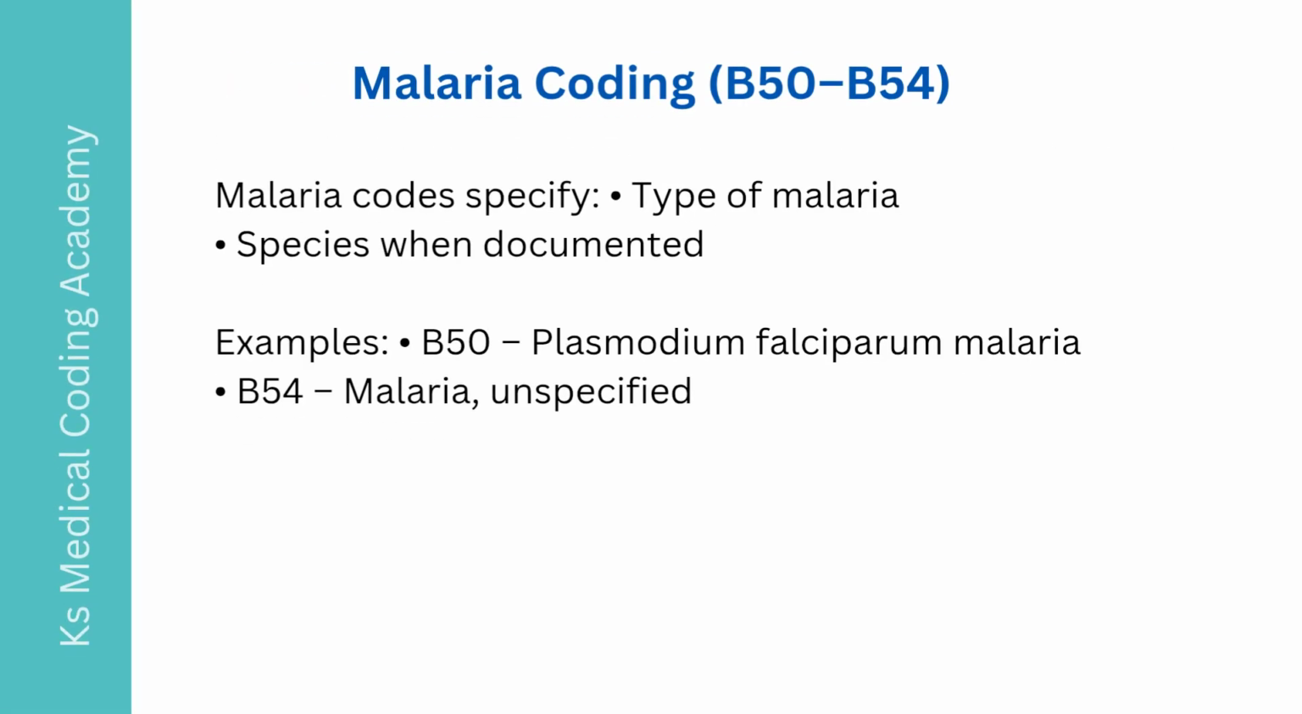Malaria coding. Malaria is coded from categories B50 through B54. Codes specify the type of malaria and, when documented, the species. For example, B50 is used for Plasmodium falciparum malaria, while B54 is used when malaria is unspecified.